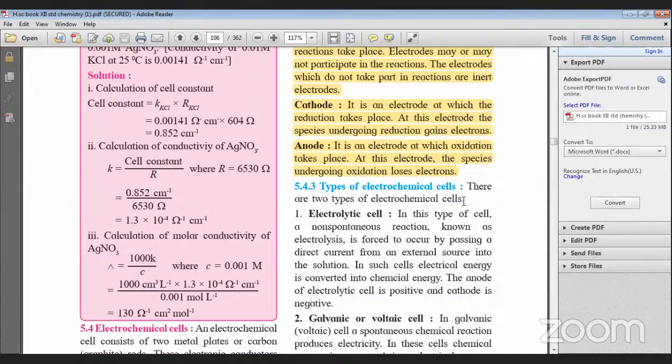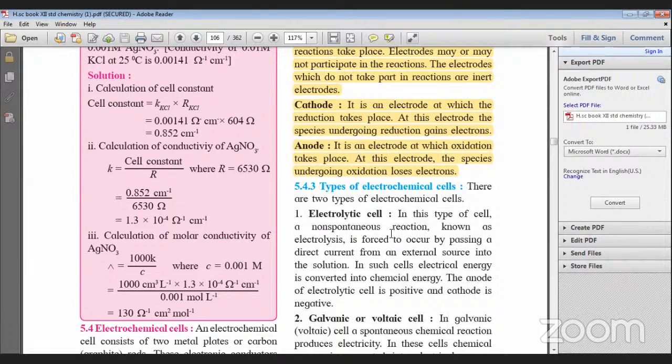Non-spontaneous reaction means they continue going on until the reaction mixture is completely used up, whatever chemical or electrolytic solution is present, the ions will get completely over in it. So it is a non-spontaneous continuous reaction that takes place in the electrolytic cell. And this is how this reaction takes place.